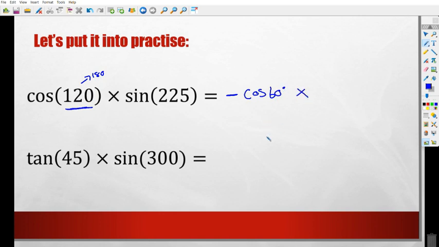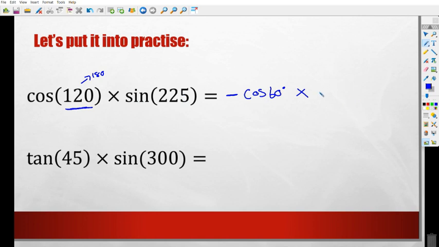Multiplied by sine of 225. First thing I need to ask myself, where am I? 225 degrees. Which quadrant? I'm in quadrant 3. So sine is what in quadrant 3? Positive or negative?